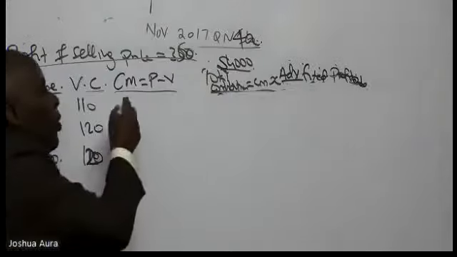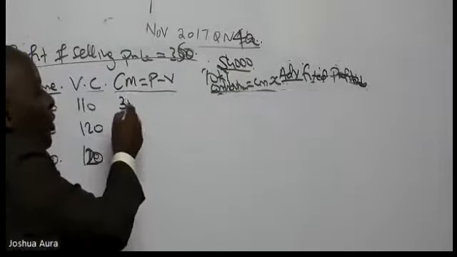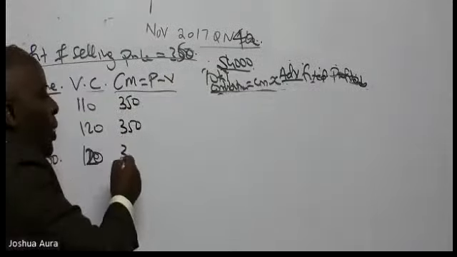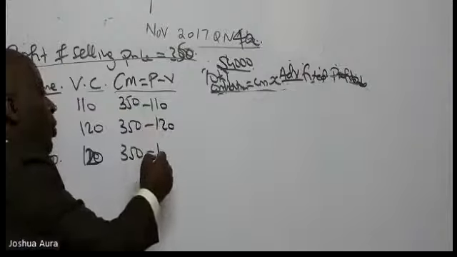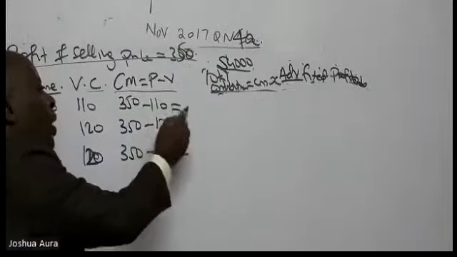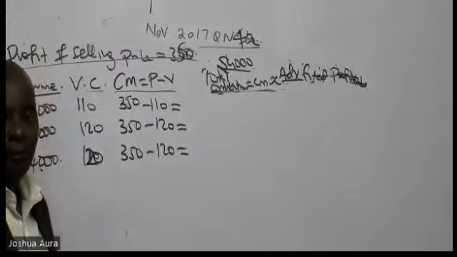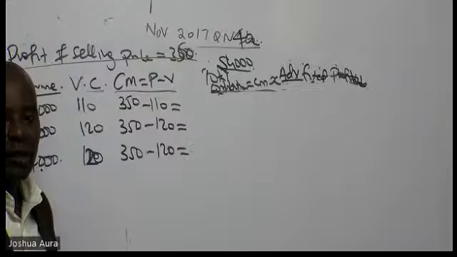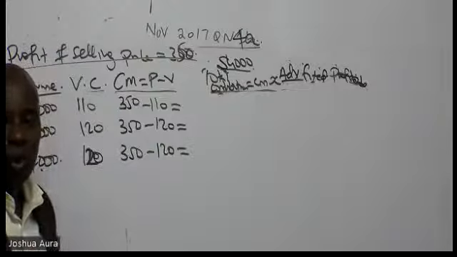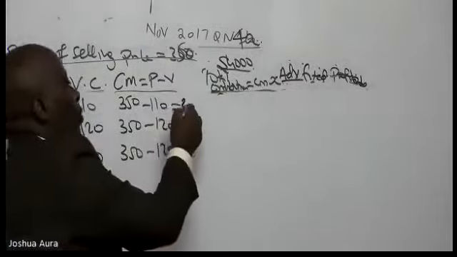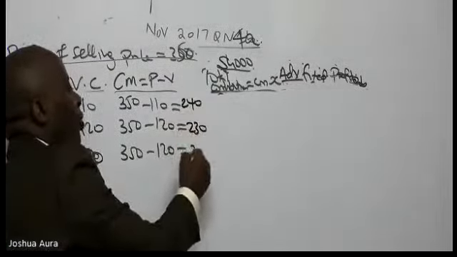So please come and give me contribution margin. The price now is 350 throughout. Minus, minus, minus. Here we have 110, here we have 120, there we have 120. Could you kindly give me these figures now? The first one, 240, 230, 230.